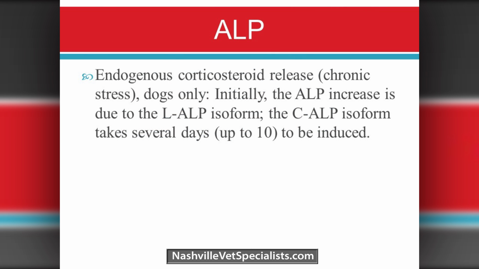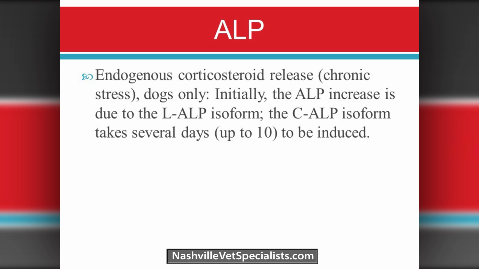We have ALK-Phos. Chronic endogenous corticosteroid release is chronic stress, and again, dogs only. You'll see the ALK-Phos increase, and it initially starts with the liver ALP, but then eventually the C-ALP will come later on, several days later. So you can imagine chronic stress, and there are so many illnesses that are just chronic; they're just not well regulated. Sometimes that's where the ALK-Phos is coming from. Chronic diabetics, but so many illnesses, and therefore if I have a dog that has a high ALK-Phos, but there's a lot of inflammatory issues going on, it's not surprising, especially if it's chronic.